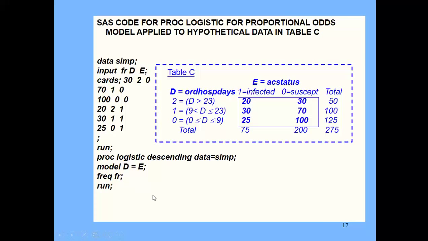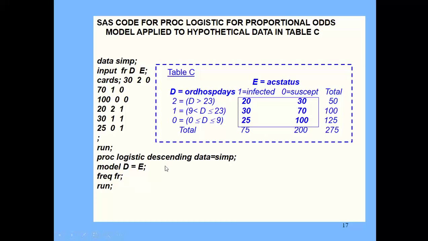This is one way you could describe the data. And then I say, run proc logistic descending, data equals simple, that's the name of the data set, model D equal to E. So the outcome is the 0, 1, 2 variable, that's the D variable, and the E variable is the 0 or 1 variable. And then why do I have FREQ? That's to make sure that when I run this, we know how many people there are in each of these cells. That's all I'm doing. And I say run, and I'm running this model, okay?